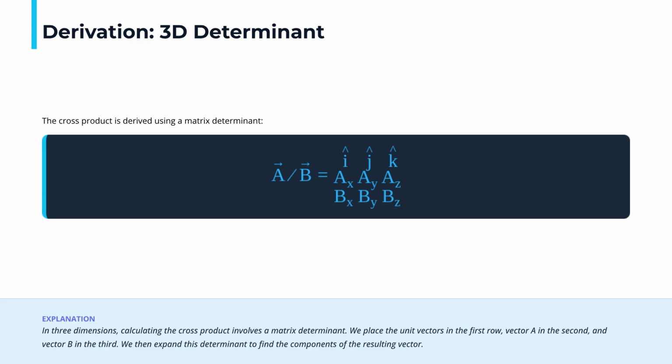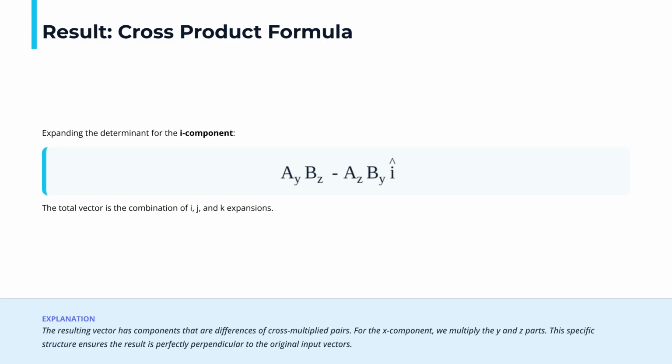The cross product is derived using a matrix determinant. We set up the matrix with unit vectors, vector A components, and vector B components, then expand the determinant to find the resulting vector. The resulting vector components are differences of cross-multiplied pairs from the determinant expansion. This structure ensures the final vector is perfectly perpendicular to the input vectors.